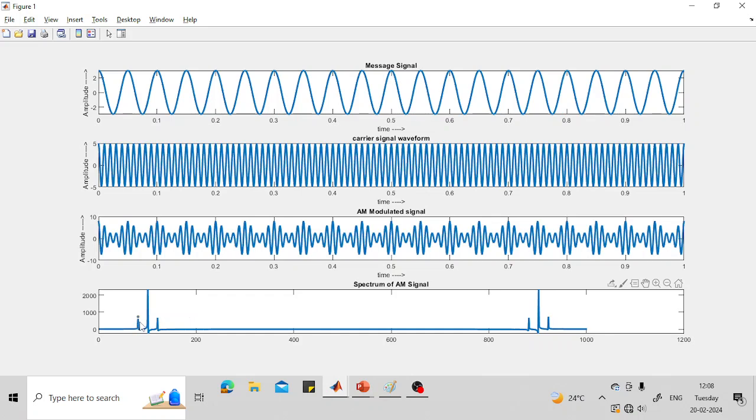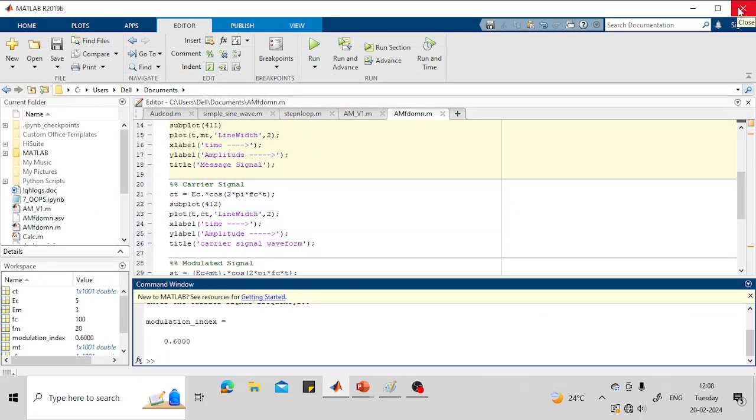Coming to here, what is x? 81. Yes, good, fine. This is of 100, right? Carrier frequency is 100, and the lower sideband will be fc minus fm. 100 minus fm, how much? 20, so it's 80. Fine, so it is also fulfilling. So this is how simulation can be done for the modulated time domain signal and also the modulated frequency domain signal.